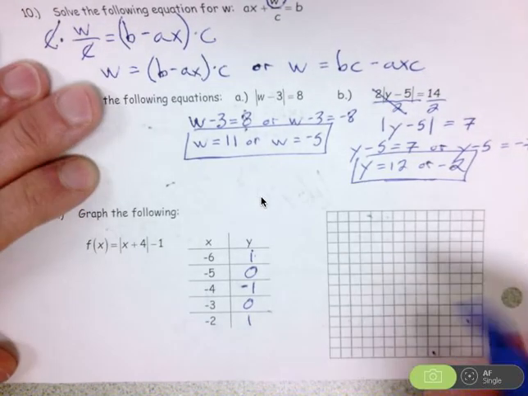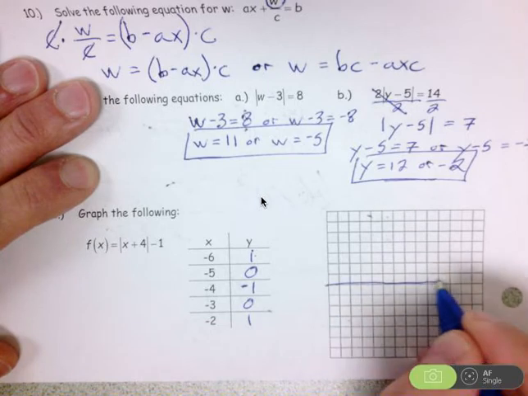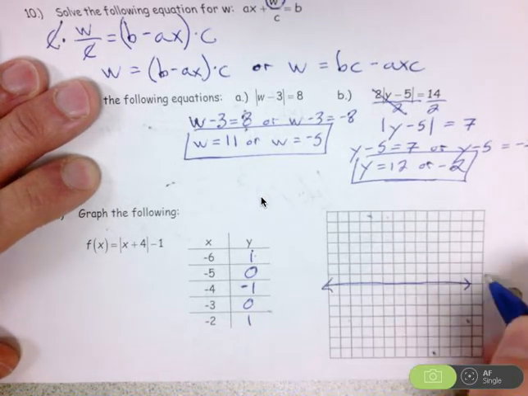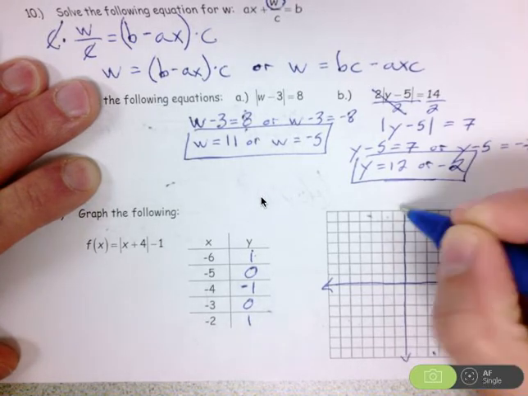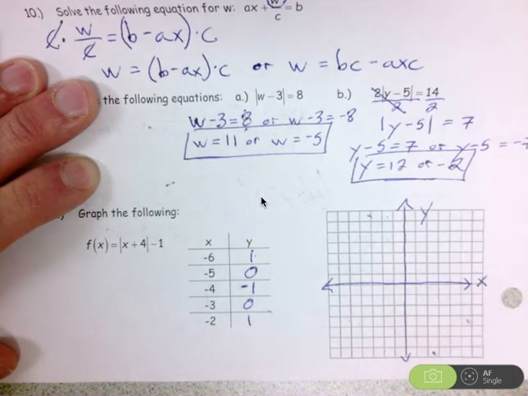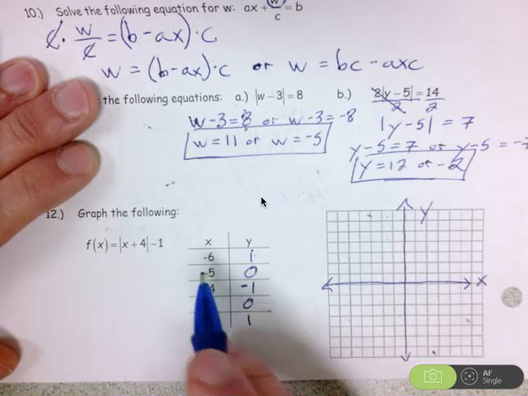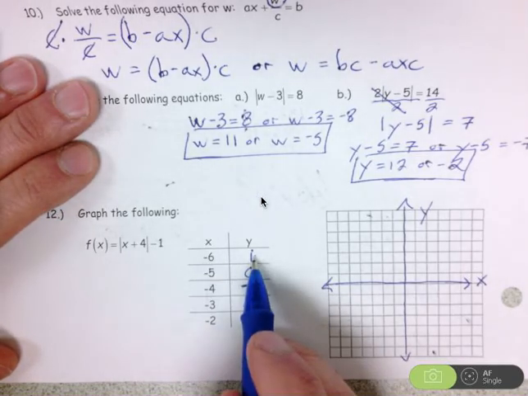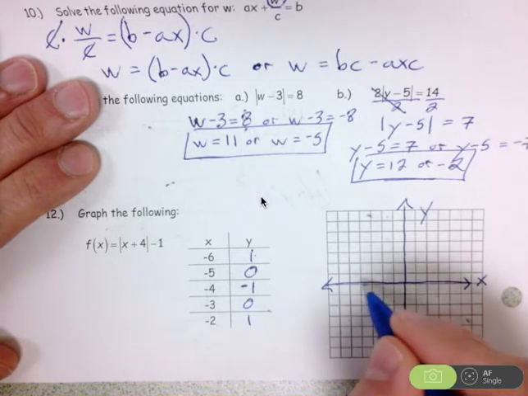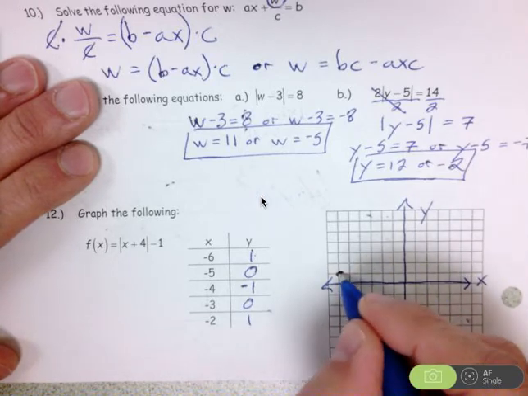So remember, when you graph, you need to make and label the x-axis and the y-axis. Make sure you label them. Then I'll plot my ordered pairs, and I think you'll see what this function looks like. Negative 6 for x and 1 for y. There's negative 6 and positive 1.